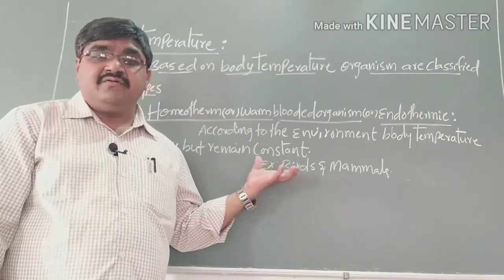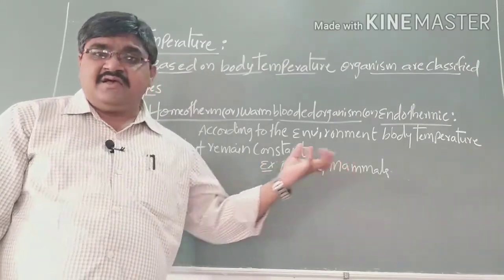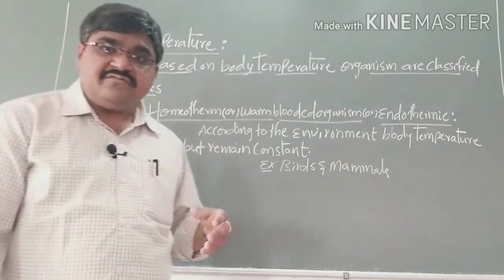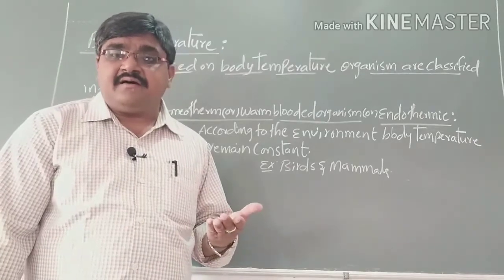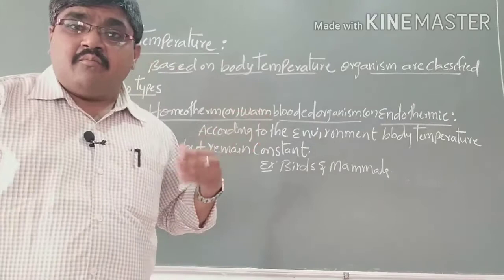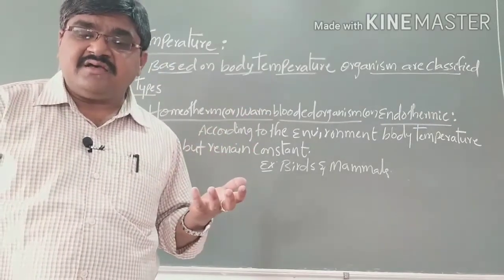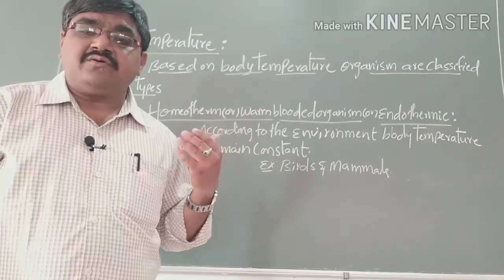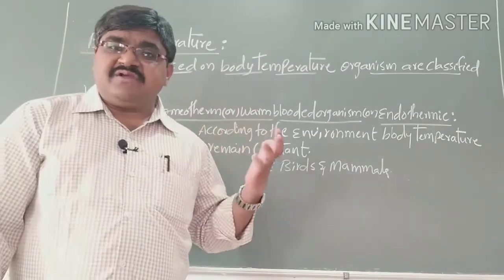Here examples are birds and mammals, including human beings also. If you take, for example, summer, the outside temperature is more. That means when compared to the body temperature, the outside temperature is higher.